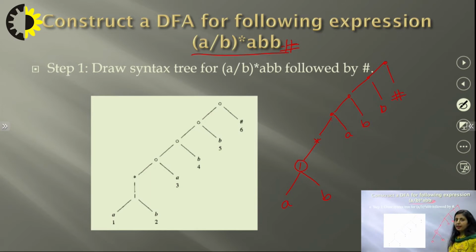Now the second step is we have to number the leaf nodes. For a we number it as 1, for b 2, then another a 3, then 4, 5 and 6, right?